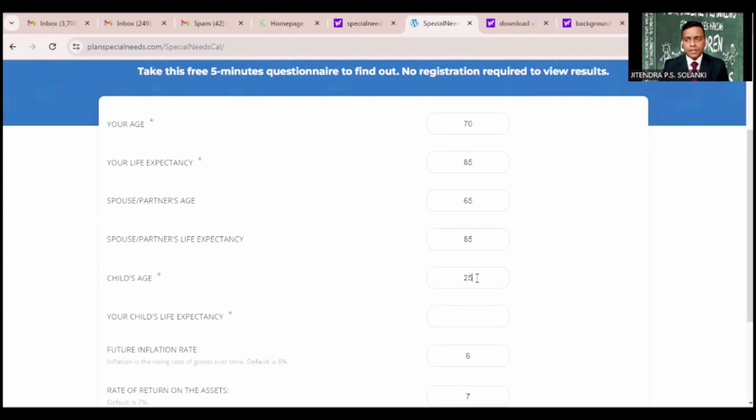Child age, whatever your child's age is today, you can input here. I take it as 25, it can be 5, 10, 15, whatever your child's life stage is. Then your child's life expectancy. What is the number of years you see for your child? I'll put 70, which means the child's lifetime is 70 years. Much like your life expectancy, which we assumed as 85. So his age is 25 now, his life expectancy is 75, which means he's going to live for another 55 years.